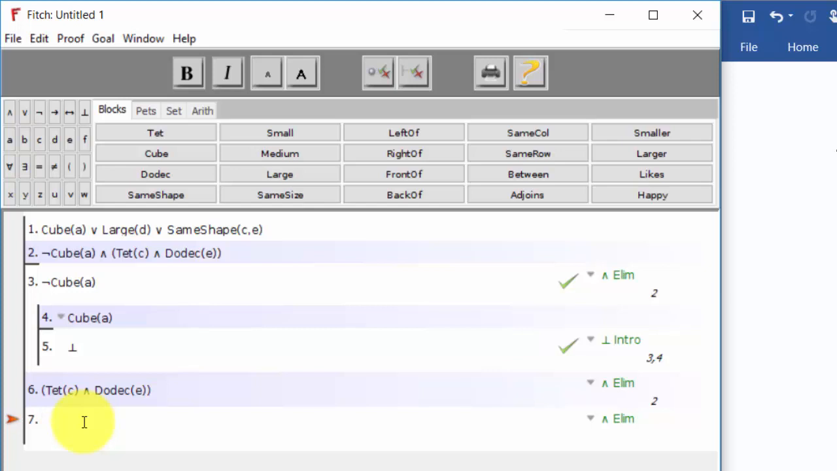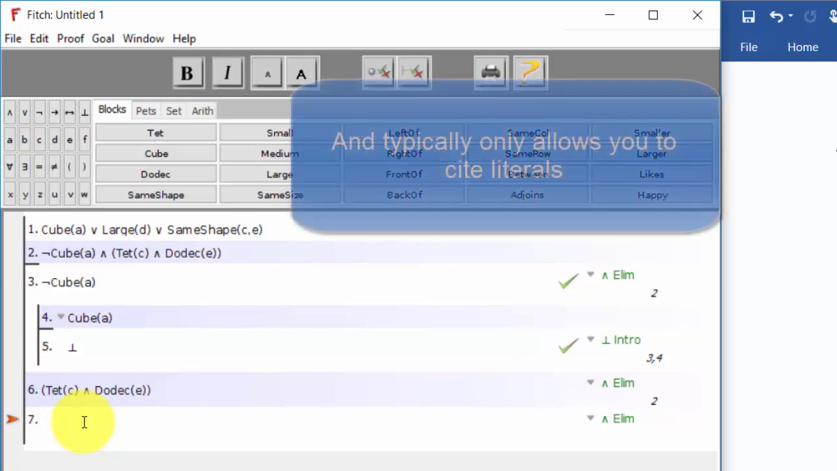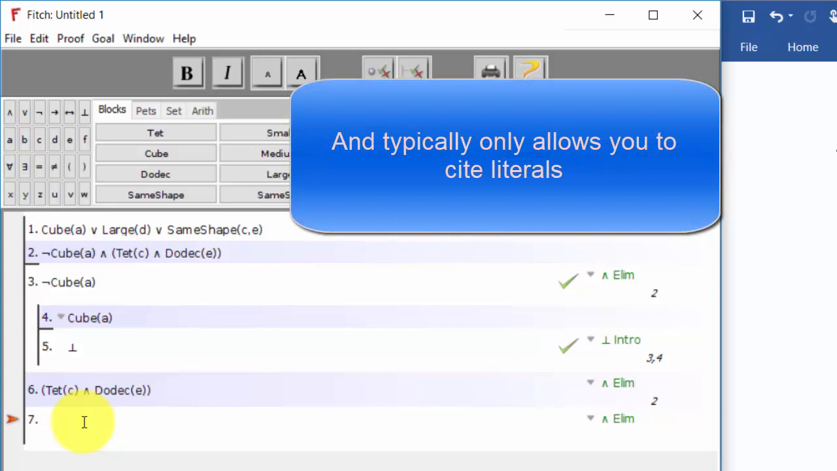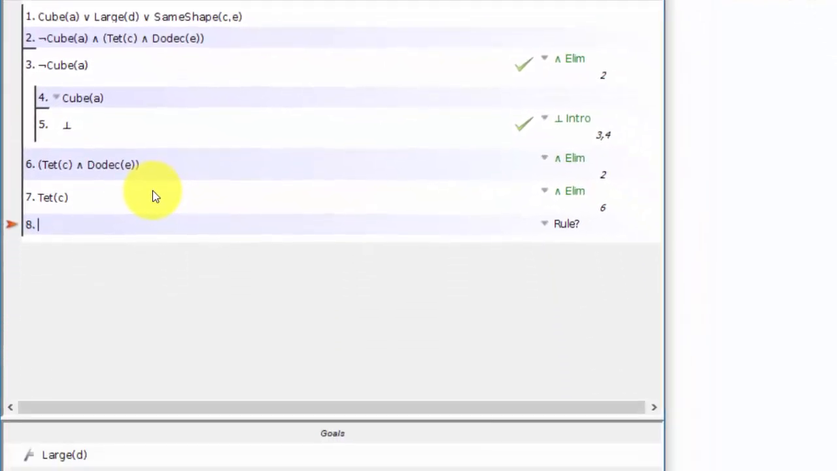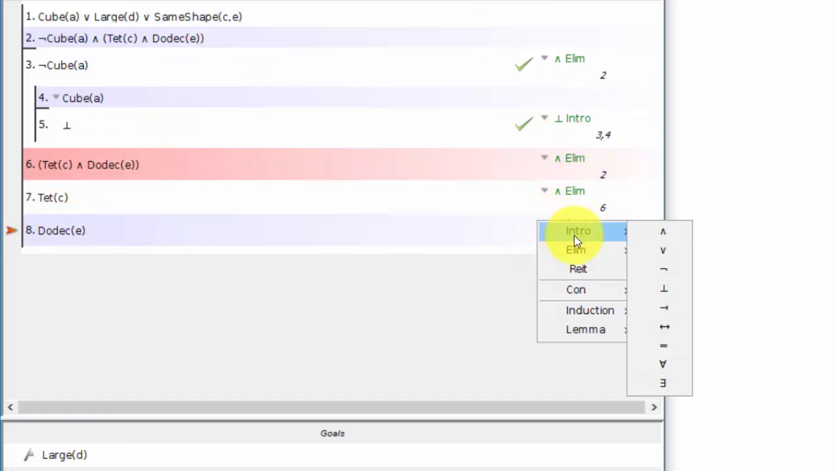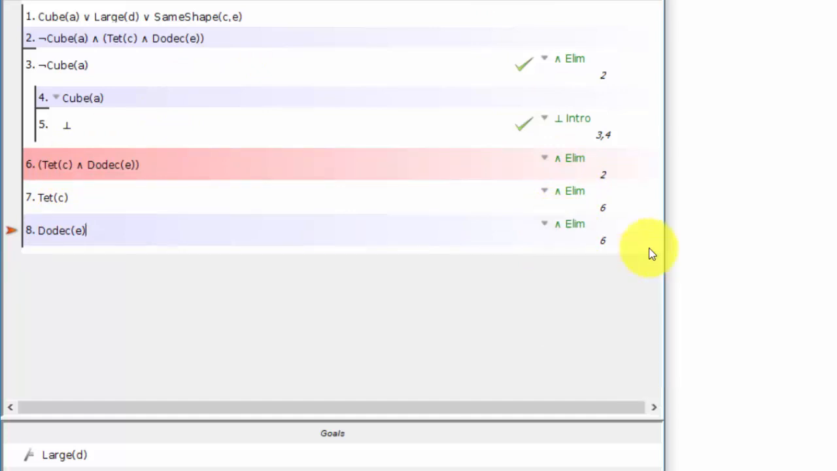Since AnaCon typically only allows you to use 2 steps at a time, then what I'm going to have to do is break this conjunction apart and pull out both C as a tetrahedron and E as a dodecahedron. So I can do that with conjunction elimination, citing 6, that's where that's coming from. And E is a dodecahedron. And that will be coming from 6 as well.